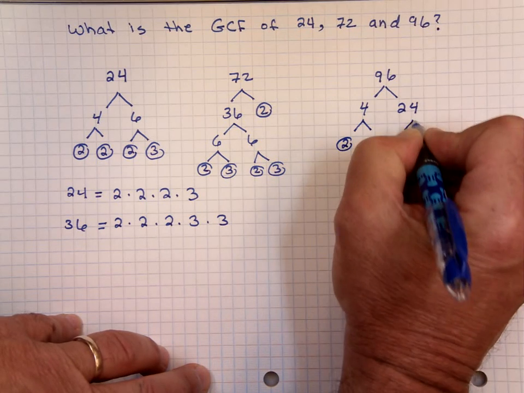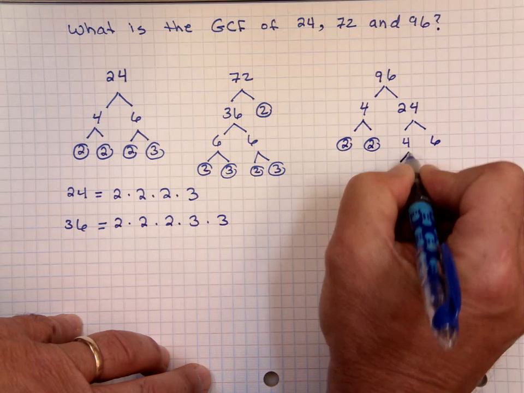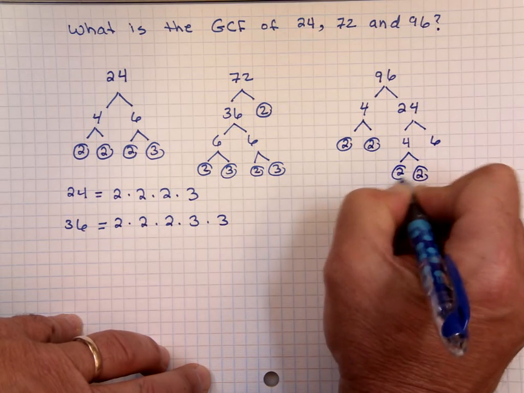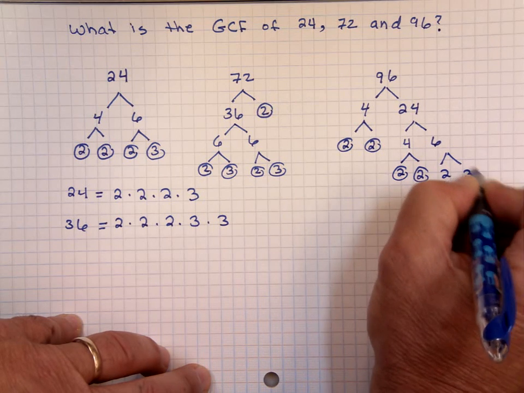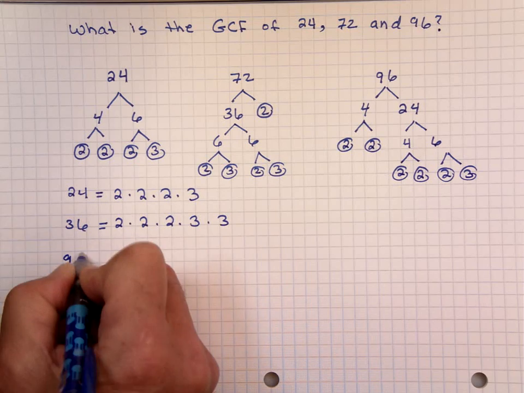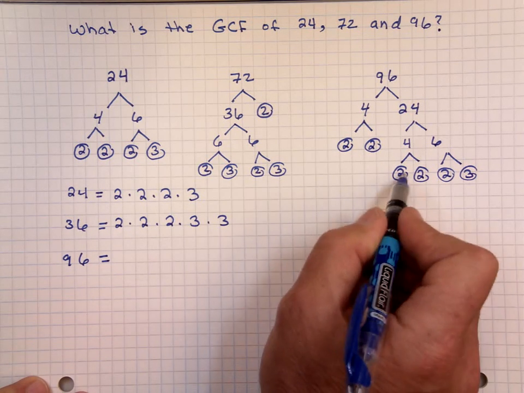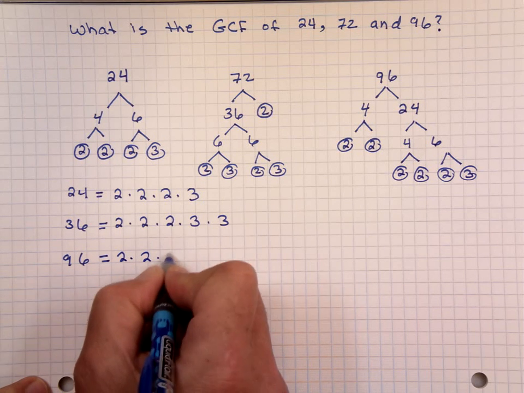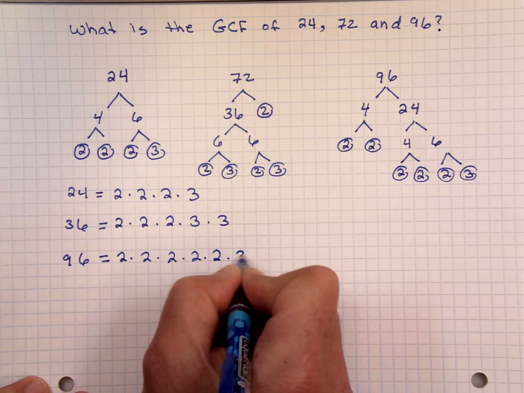24 is 4 times 6. Neither one is a prime number. 2 times 2. The 6 is what? 2 times 3. So the 96 is 1, 2, 3, 4, 5 2s, and 1 3.